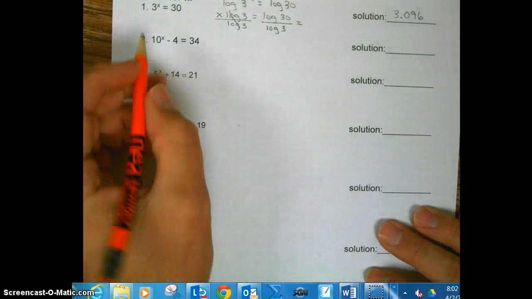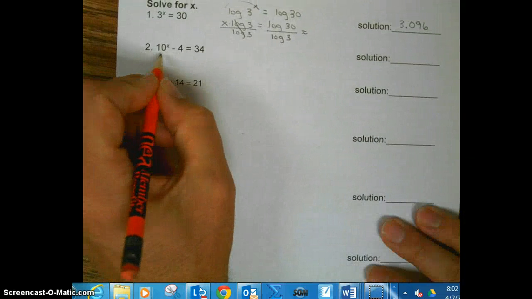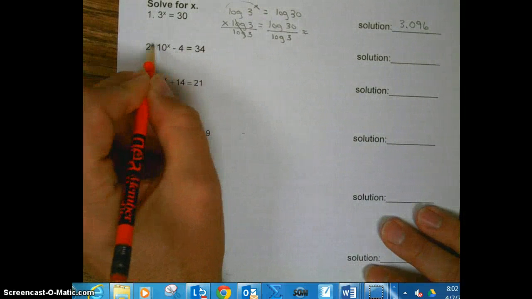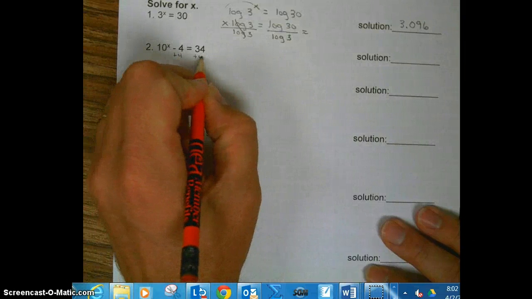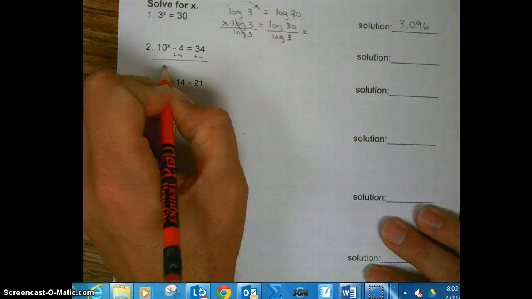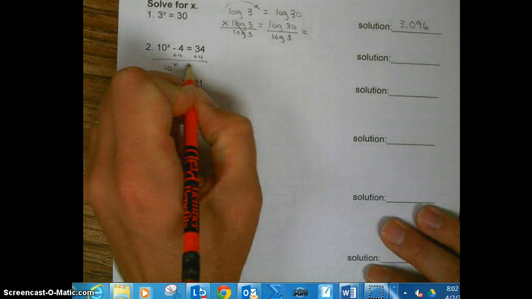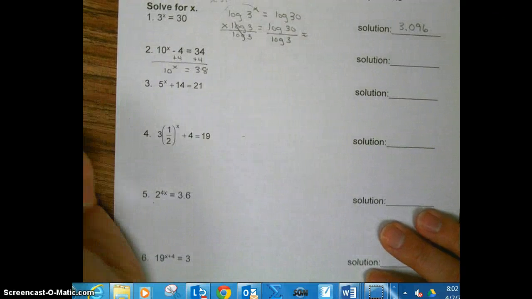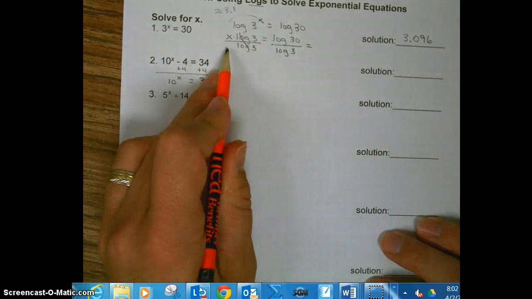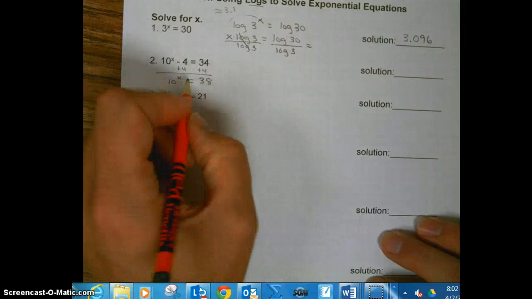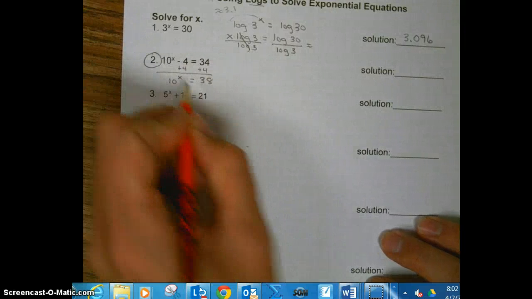Okay, moving on to the next one. As usual, when solving, we undo PEMDAS, so we have to add 4 on both sides. Undo adding and subtracting first. Now once we get here, guess what? We're just like number 1. Just like number 1. So go ahead and solve number 2 for x.